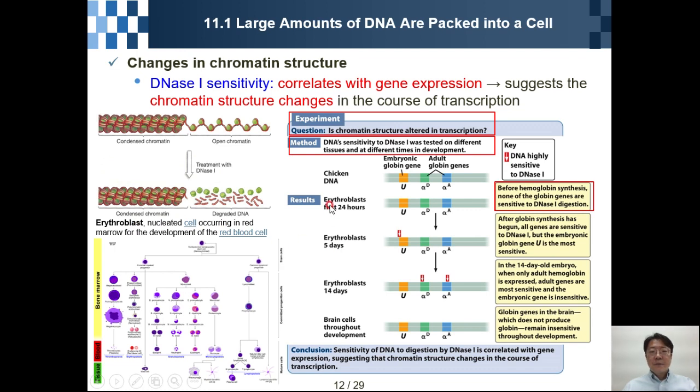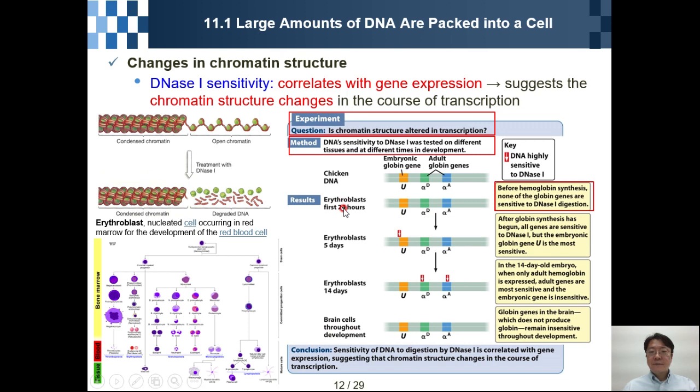Okay, so in this case, we collected samples from erythroblasts, and the other sample we collected from the brain. For the erythroblasts, we collected a sample at 24 hours, another at 5 days, and another at 14 days. The brain cells we also collected throughout the development.